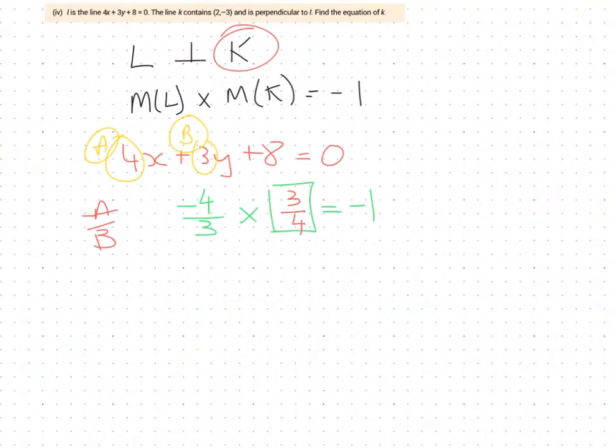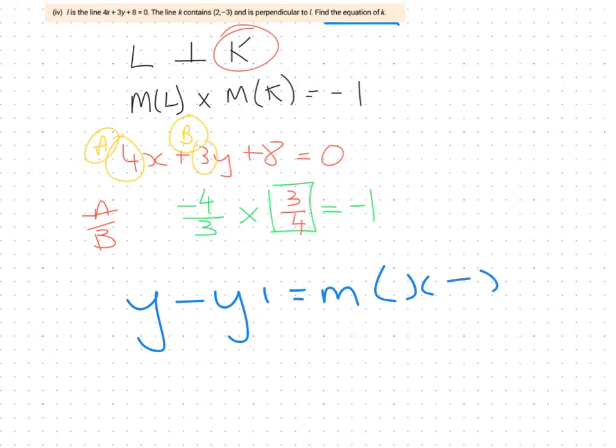And I can just go back now, use my equation of a line formula, because that's what I was asked for. Y minus y1 equals m bracket x minus x1. I now have my slope, which is 3/4. My x1 and my y1, I've been given here, 2 and minus 3. So I just sub in and finish as normal.